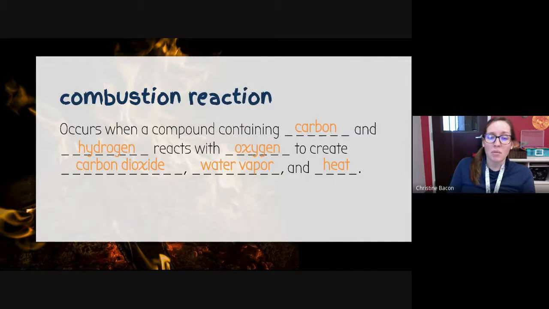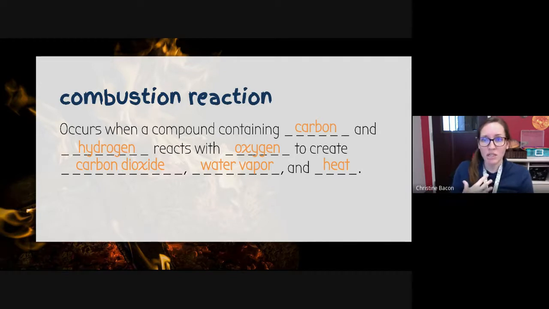It occurs when a compound containing carbon, this is very simplified, right, and hydrogen reacts with oxygen to create, these are always going to be your products of a combustion reaction: carbon dioxide, water vapor, and heat, okay? So carbon dioxide, I want you to think about a campfire. What happens around a campfire? Well, the wood burns and it forms soot. So there's other products in addition, but a combustion reaction always creates carbon dioxide, water vapor, and heat.